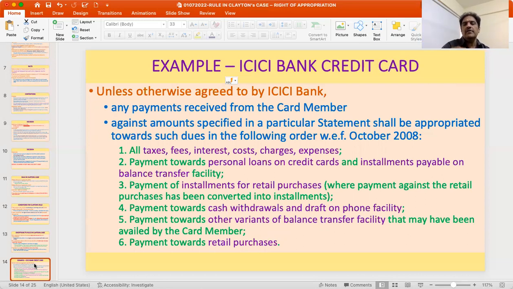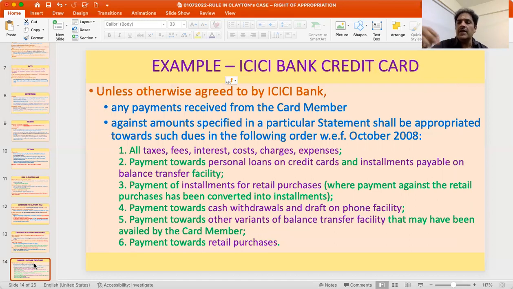What is the mechanism? First, the money will be used for paying all taxes, fees, interest, costs, charges, etc. Then where there is a loan on credit cards or installment payable for a balance transfer, if after interest, fees, costs and charges there is any money remaining, it will be used for this. Then if any money is remaining after this, whatever installment dues for retail purchases there are will be paid. Then if there is still money remaining, it will go for cash withdrawals and draft on phone facility, etc.